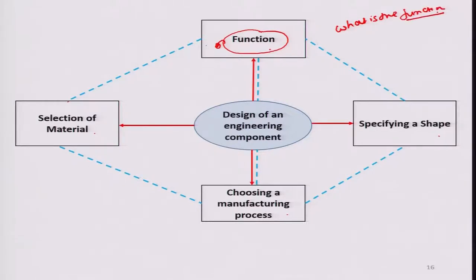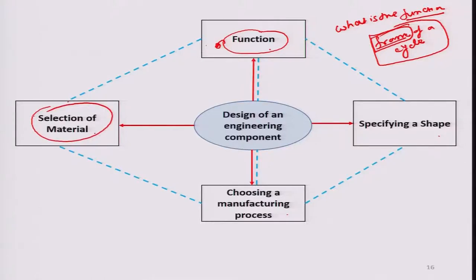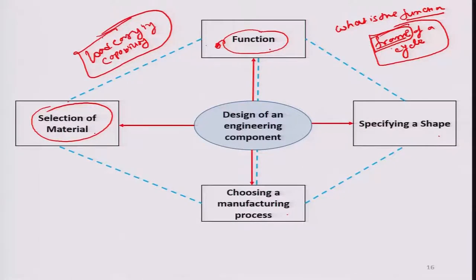Suppose that you want to make a frame of a cycle. What will be the function of that frame? Accordingly, this function of the frame will influence the selection of material. We know that the frame of any cycle carries the load of a person or anything. So we have to keep in mind the load carrying capability. That is the main function of your object.